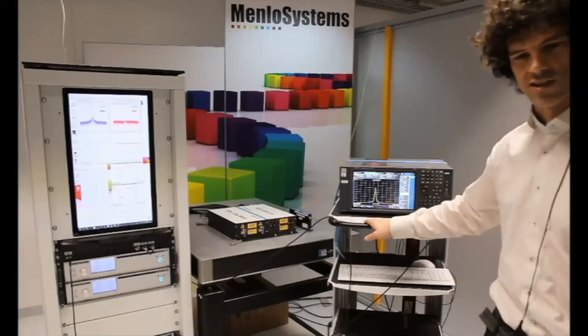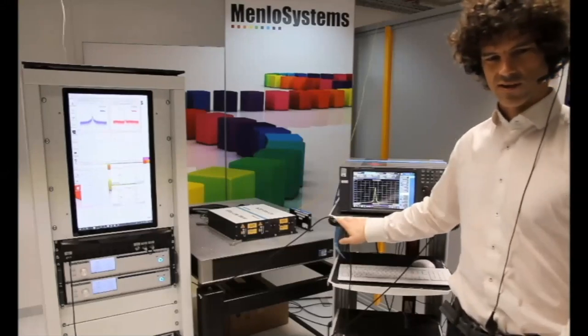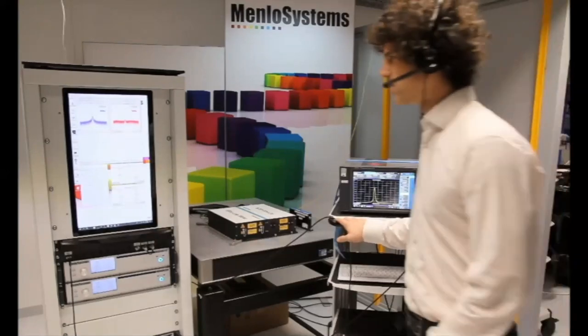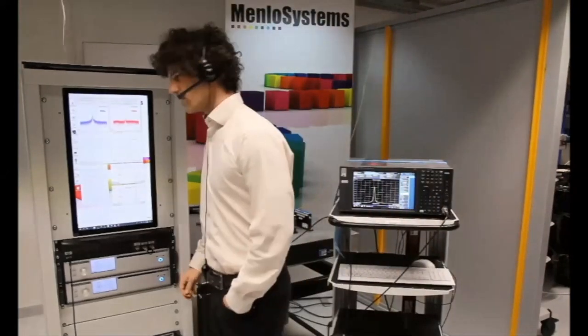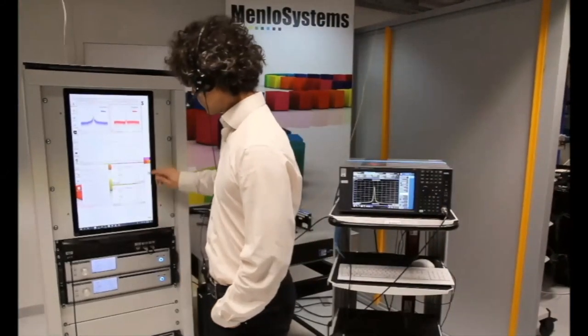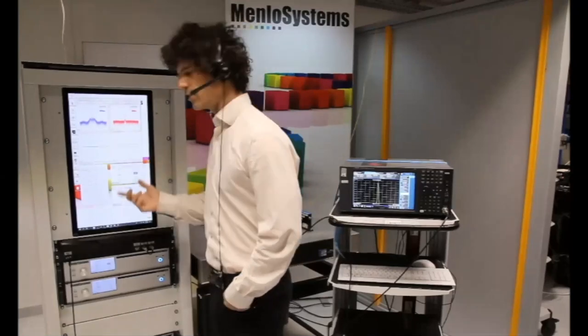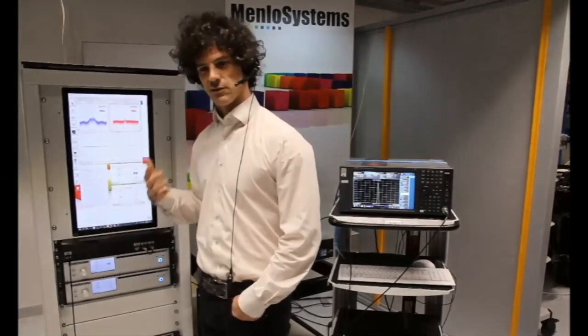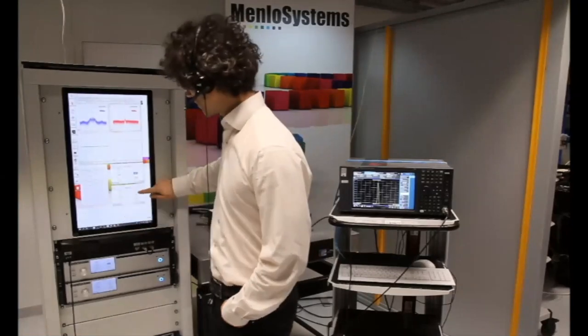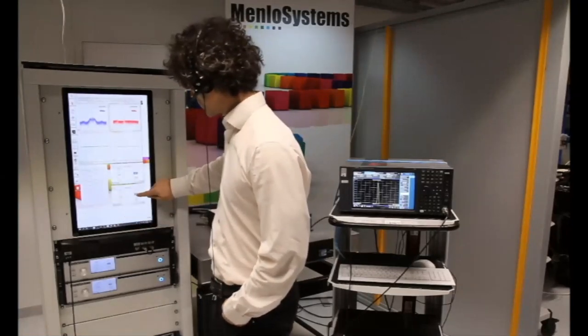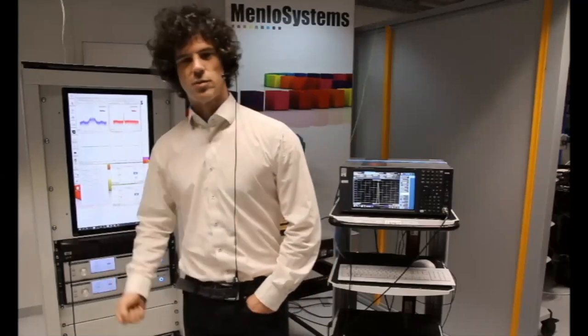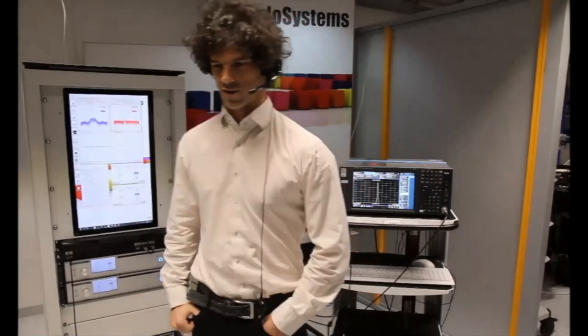So we know that our system has an intrinsic line width of 25 kilohertz. What we now do is lock our system. We activate the CEO lock, and you see the CEO is not free running anymore. It's locked to an RF reference, and we will do the same for the repetition rate. We activate the lock, and now our comb is fully locked to an RF reference.